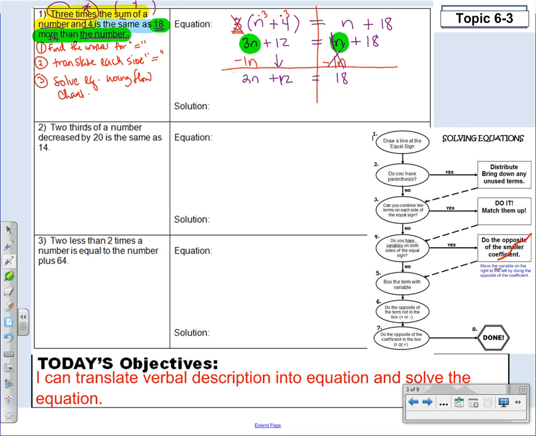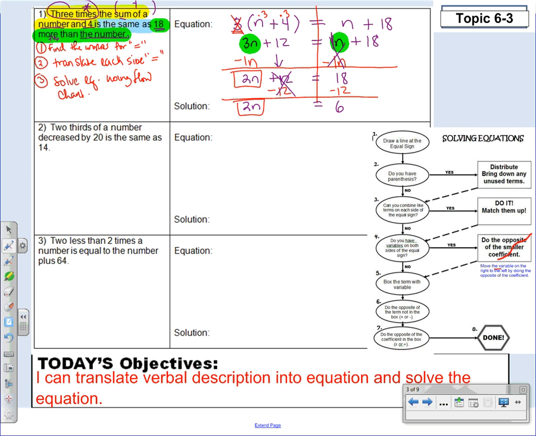Step 5 says to box the variable with the term, or the term with the variable. Step 6, do the opposite of the term not in the box. That's the 12. Opposite would be minus 12. We're still left with 2n inside our box. But 12 minus 12 is 0, and 18 minus 12 is 6.